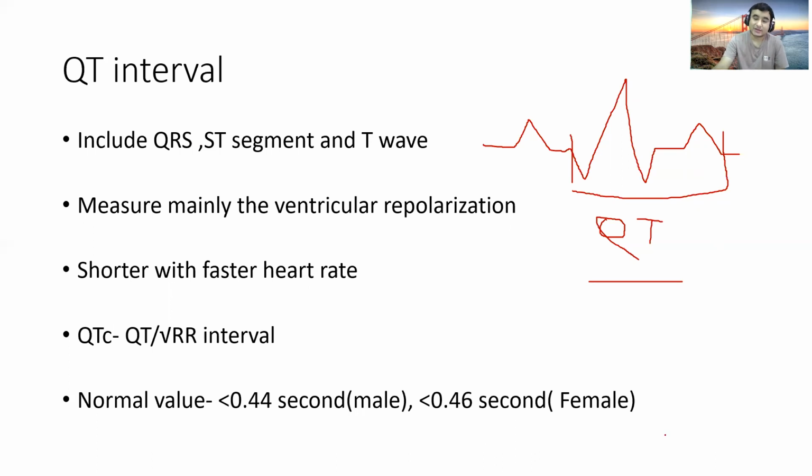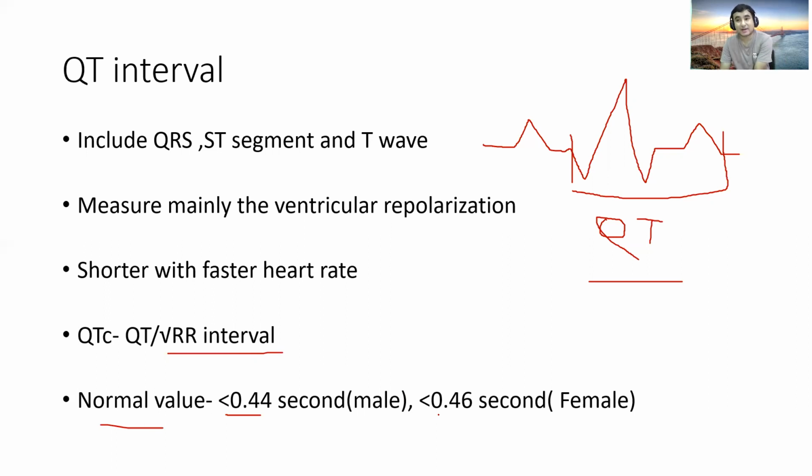And how can you calculate the QT? You calculate the time and divide it by the RR interval. The normal value of the QT in case of male is 0.44 seconds, and for female is 0.46 seconds, and the lower limit is 0.36 seconds. So in the male it's 0.36 to 0.44 seconds, in the female it is 0.36 to 0.46 seconds.